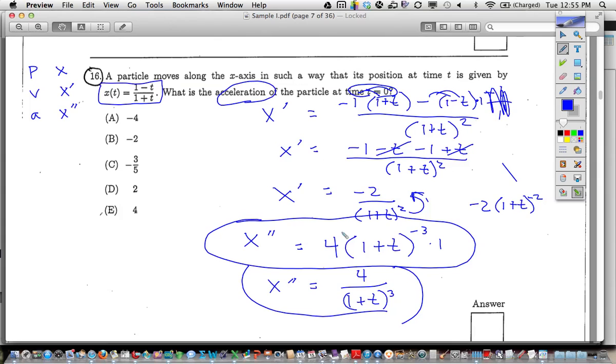So what do we do? Put a 0 in for t. 1 plus 0 is 1. 1 cubed is 1. 4 divided by 1 is 4. So the choice is E. So in the end, it wasn't terribly bad, but that's what we have to do.